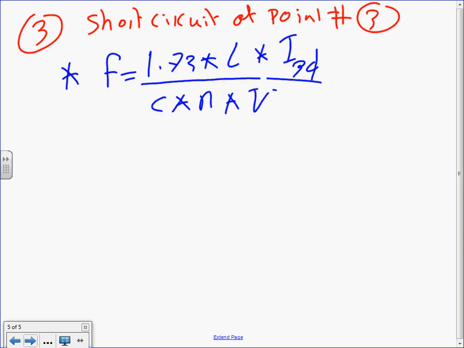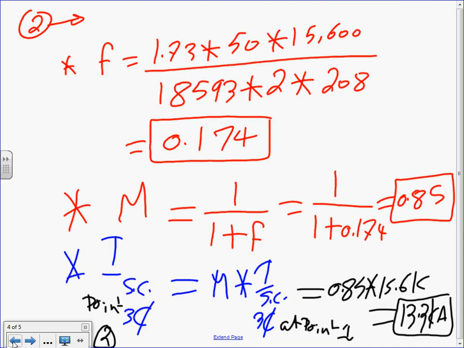Now, the only thing I want to remind you, this I 3-phase value here is at point 2. Because now we moved away from point 1. You guys remember this one here was at point 1. Now we move into point 3. We go back to point 1 and find the short circuit at point 2.